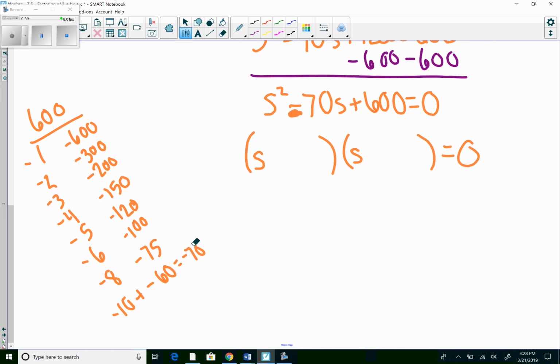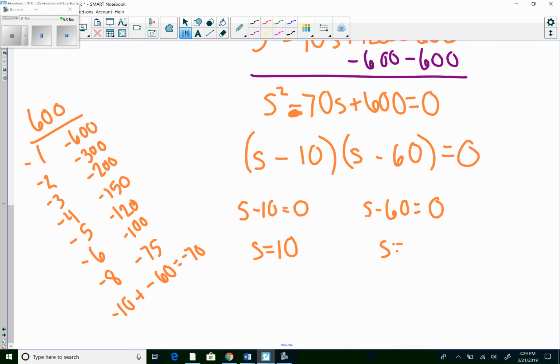Okay, so again, it's a longer list, but I came up with it. We got it. Let's take that zero product property: S minus 10, let's set that equal to 0. S minus 60, we're going to set that equal to 0, and we're just going to solve for S. So I'm going to have 10 and 60.